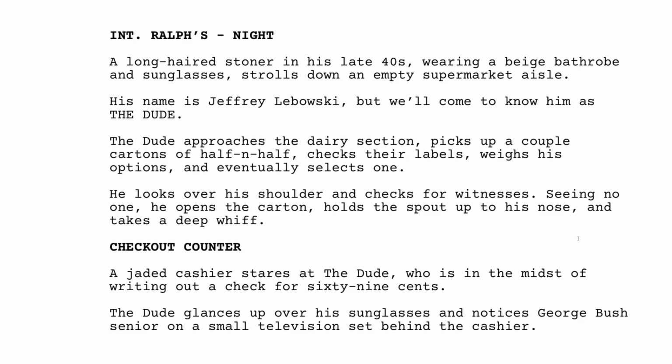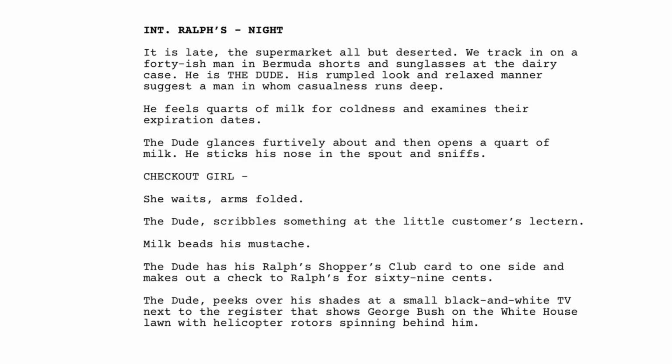Checkout counter. A jaded cashier stares at the Dude who is in the midst of writing out a check for 69 cents. The Dude glances up over his sunglasses and notices George Bush Sr. on a small television set behind the cashier. Alright, that was my attempt. Let's get humbled. Okay, here's the original version minus the dialogue.